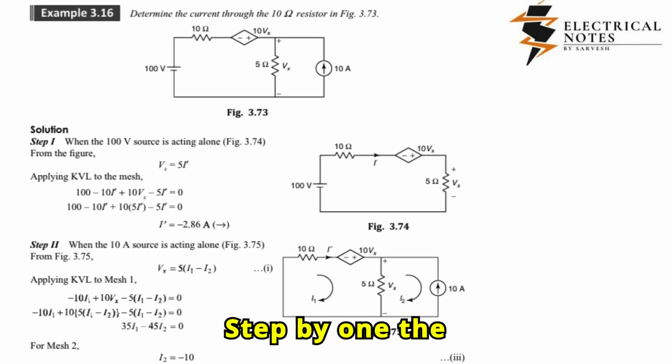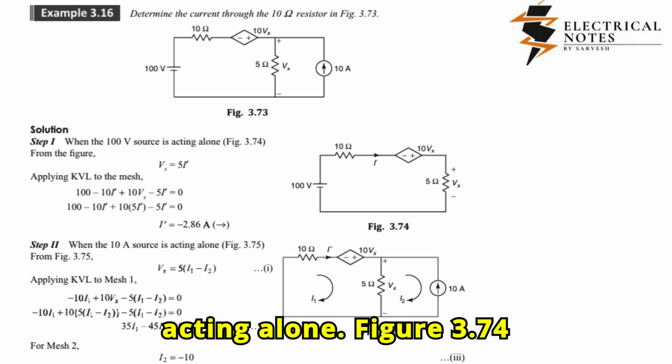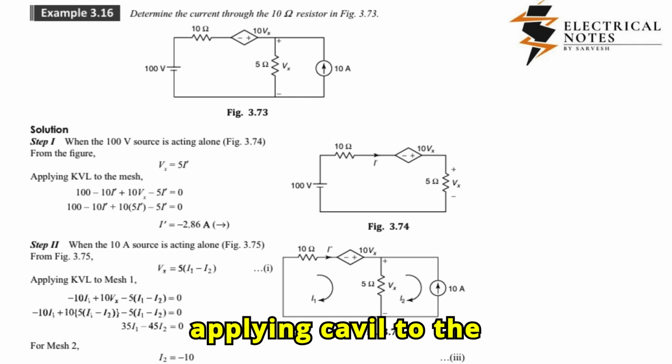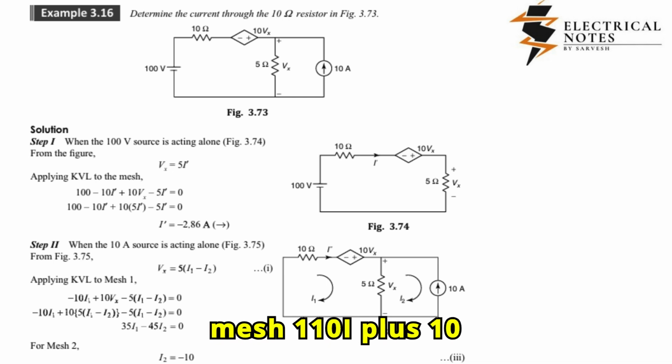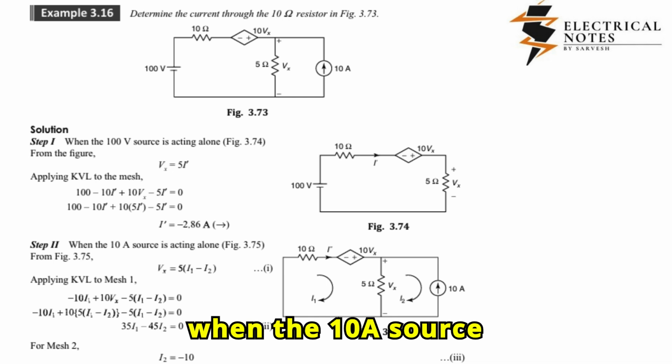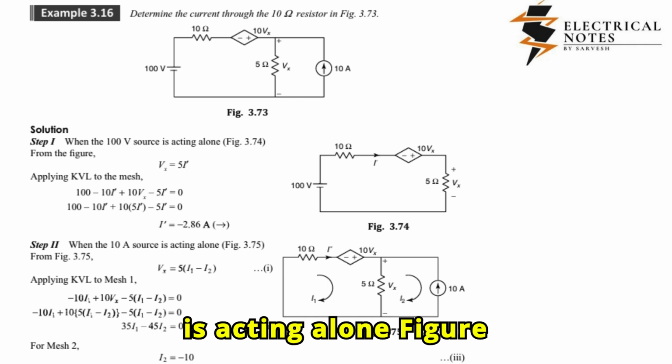Step 1: when the 100V source is acting alone, Figure 3.74. From the figure, Vx equals 5I. Applying KVL to the mesh: 100 minus 10I plus 10Vx minus 5I equals 0. 100 minus 10I plus 10 times 5I minus 5I equals 0, and solving gives I'. Step 2: when the 10A source is acting alone, Figure 3.75.